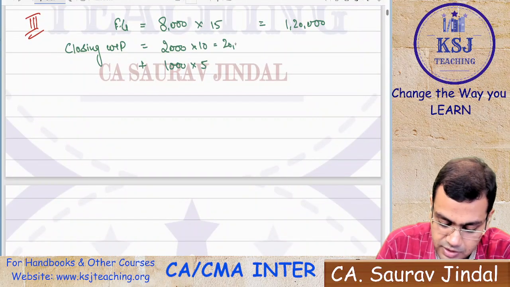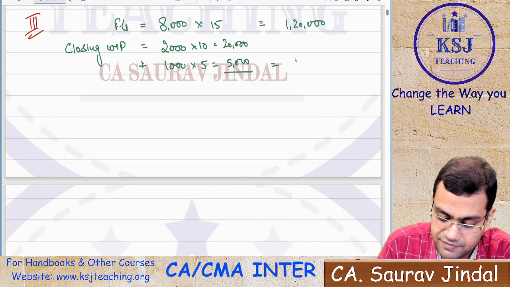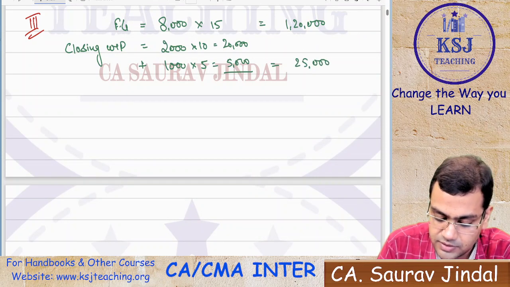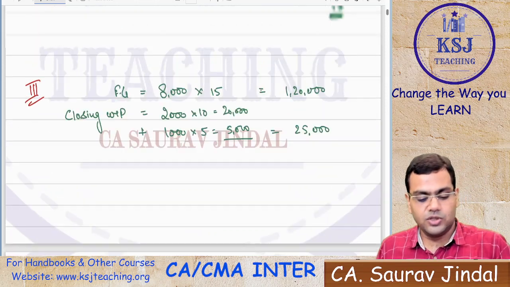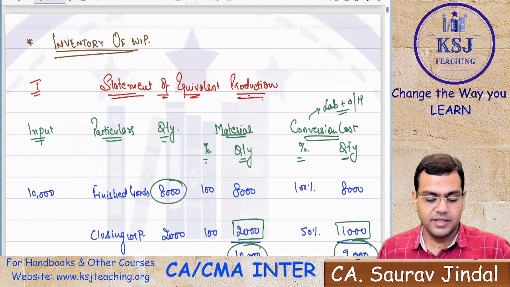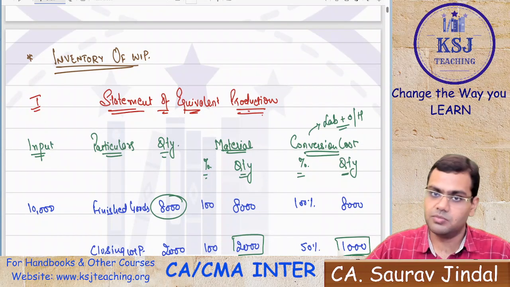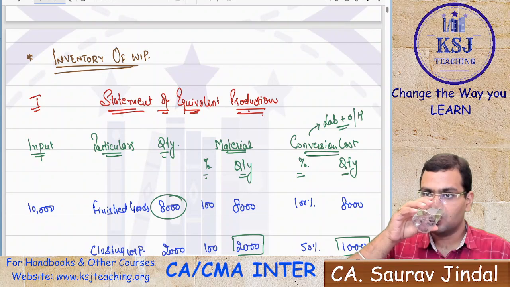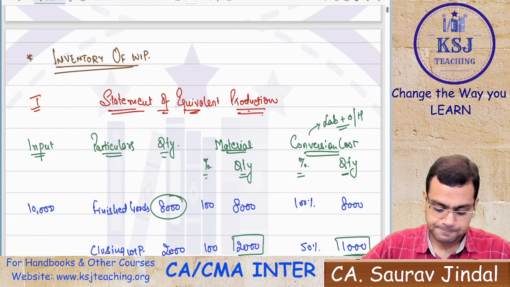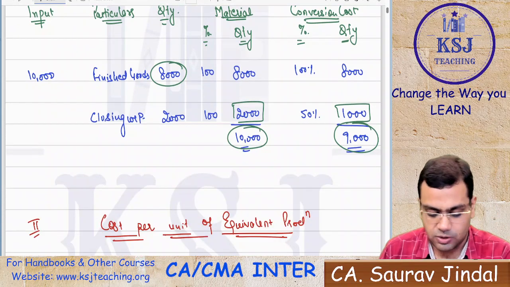That comes to 20,000 and 5,000. So closing WIP value is 25,000. Right? So these are the steps that are involved in the statement of equivalent production or in the inventory of WIP. Now this is the most important part, sir. Most important part. Right? Now, next, very important discussion points.